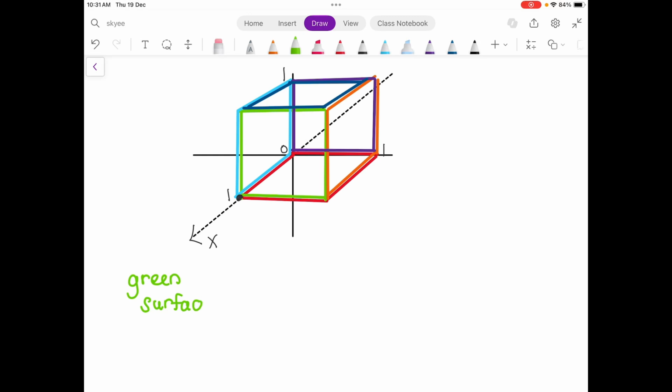I will use the green color to represent the flux that is coming out from the green surface. The information we have on this green surface is that it is located at the positions where x equals 1. For the y and z values, it depends on the size. The y is ranging from 0 to 1, and the z is also ranging from 0 to 1. So this forms the plane.